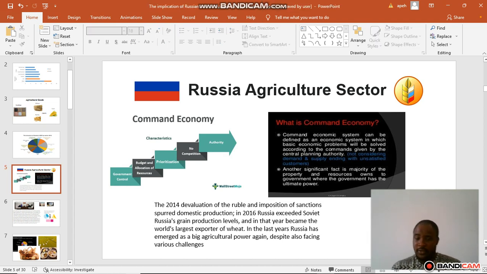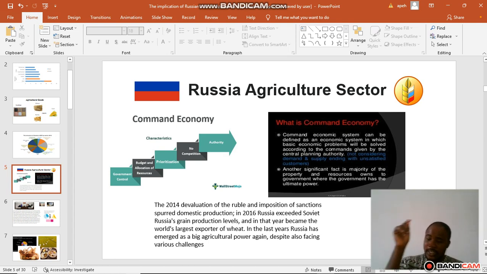In 2014, there was the depression of the ruble and the imposition of sanctions, which boosted domestic production. In 2016, Russia exceeded the Soviet Union's grain production levels, and in that year became the world's largest exporter of wheat. In recent years, Russia has emerged as a big agricultural power again, despite also facing various challenges.